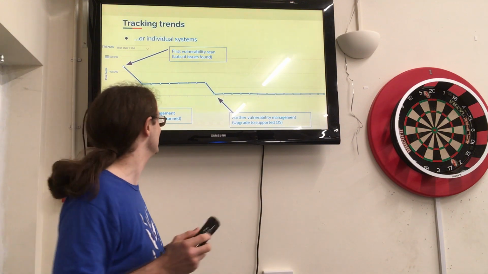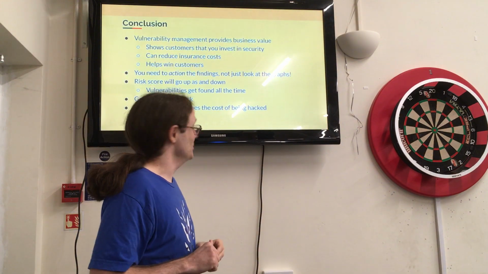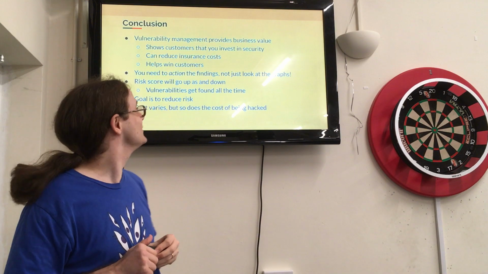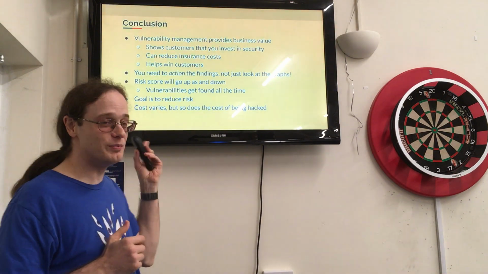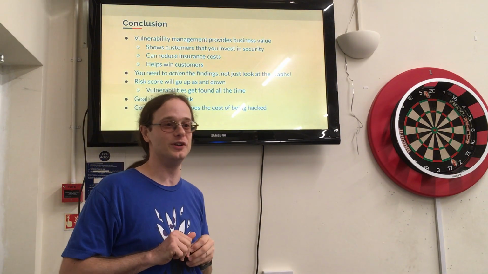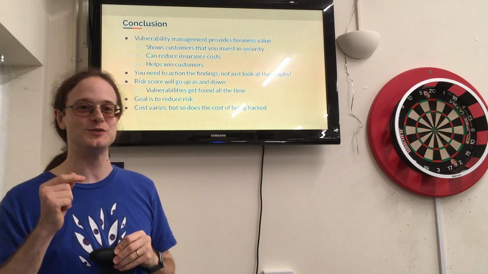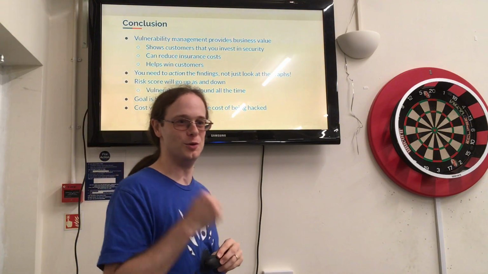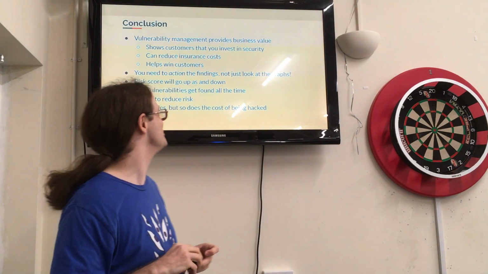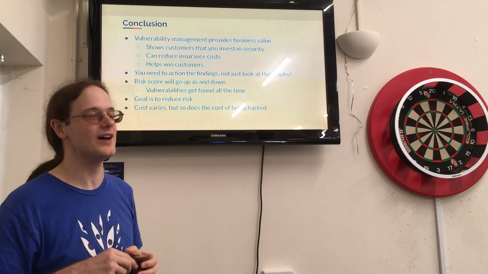It's a fantastic feeling. So, to conclude before we get to questions, there is business value in having a vulnerability management program, and I don't say that just because if we didn't have one, I wouldn't have a job. I do like having a job, but that is not the only reason for having one of these.